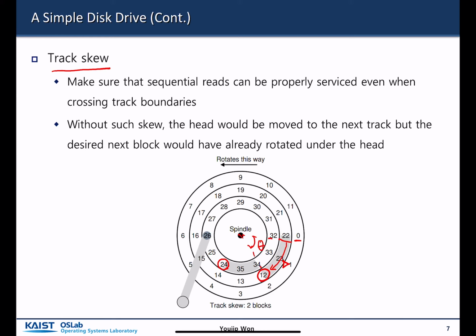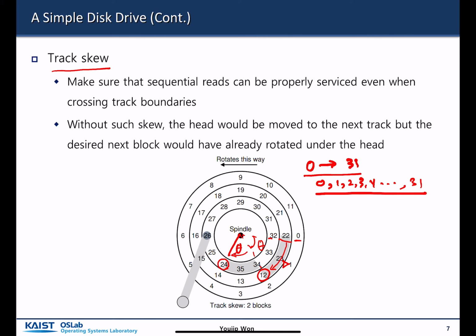This is theta, for example. And then from the second track to the third track, there is another angle offset, theta. The reason we introduced this is to optimize the sequential read operation. If you consider a situation where we read from sector 0 to sector 31, for example, we are going to read all the sectors, 1, 2, 3, 4, and so on, up to 31.